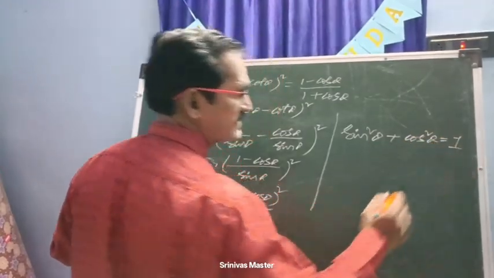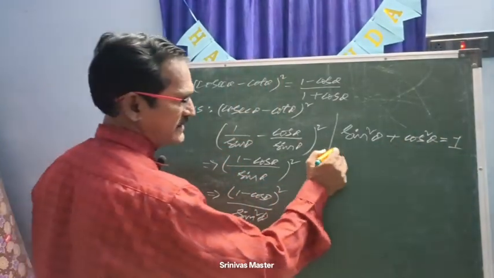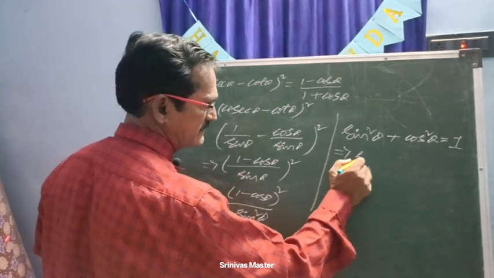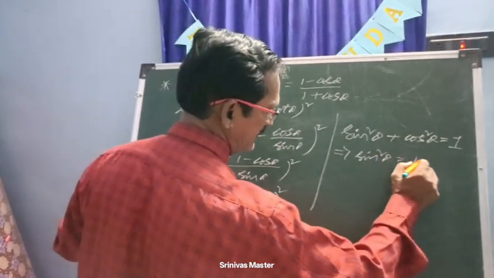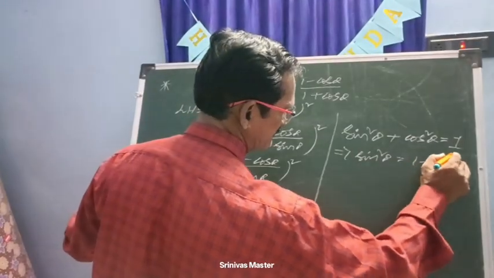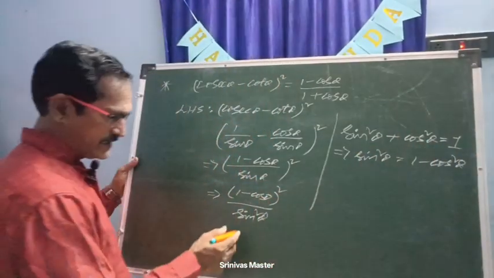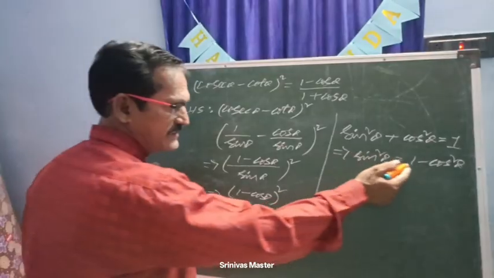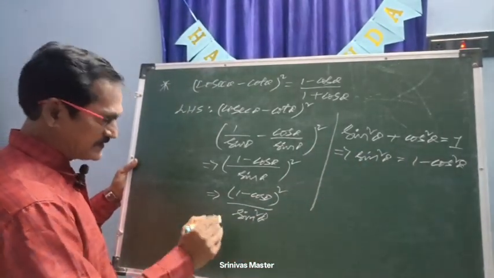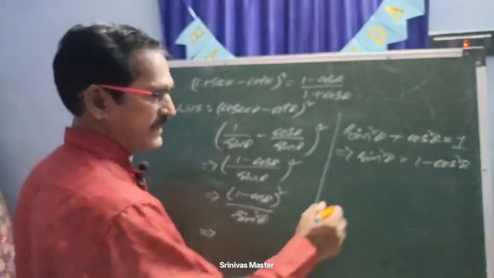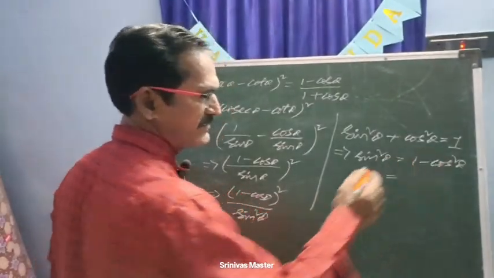Sin square theta plus cos square theta equal to 1. From this we can derive sin square theta. Then sin square theta is equal to what will become? 1 minus cos square theta. Right? So that in the place of sin square theta, you can take 1 minus cos square theta.